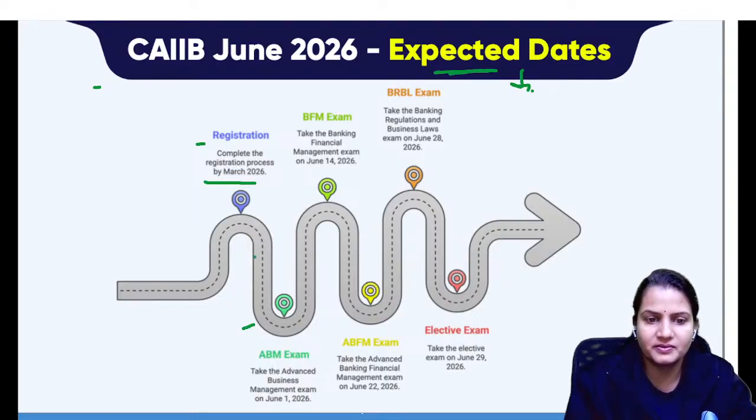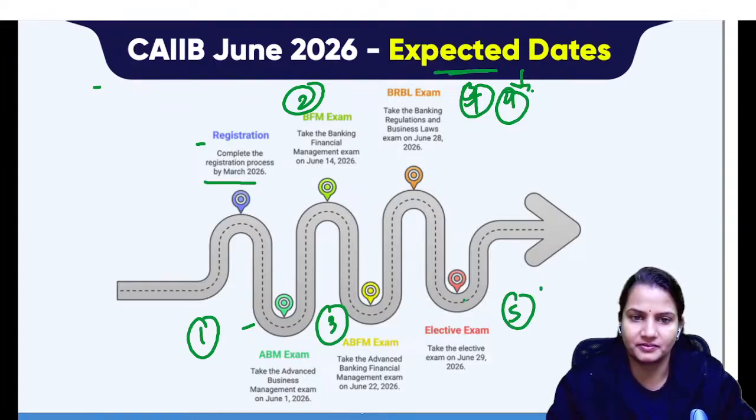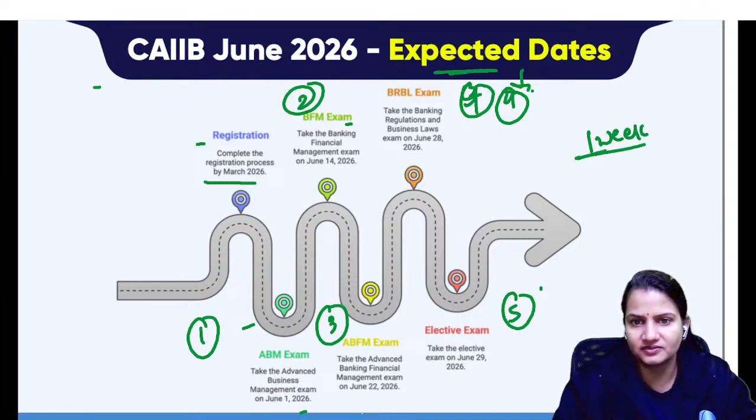Then your first paper is ABM, BFM is your second, ABFM is your third, BRBL is your fourth, and last is your elective paper. It may start on June 1st, 2026. Then a 14 days gap is given for the BFM paper. Then ABFM. In every paper, a minimum 1 week gap is given.